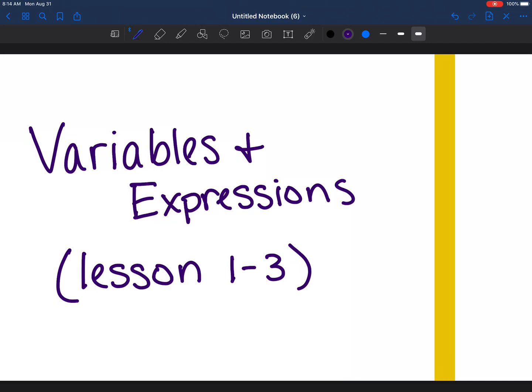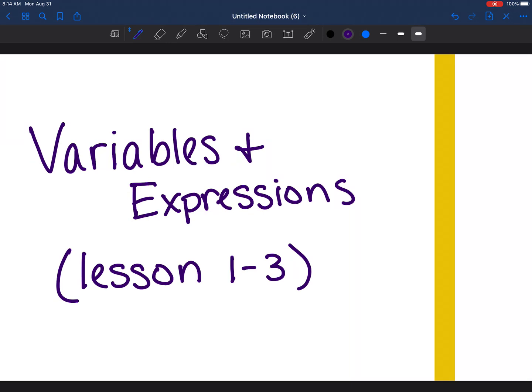All right, today we're going to talk about variables and expressions. So we're going to talk about what a variable is, how we can use it in an expression, and then we'll also talk about the substitution property, how to substitute when it gives you a value for a variable. Okay? So can anyone tell me what a variable is?